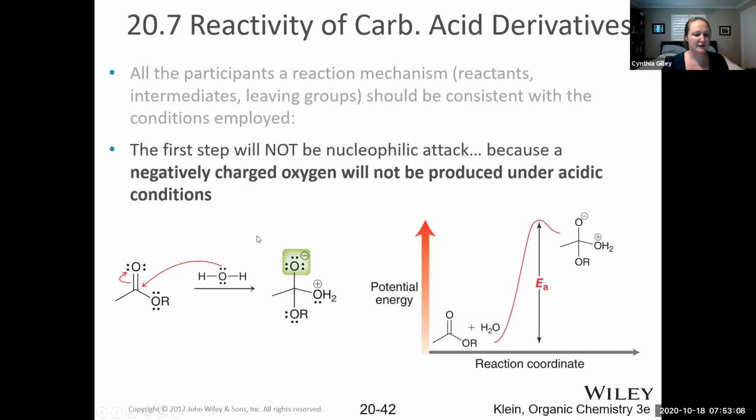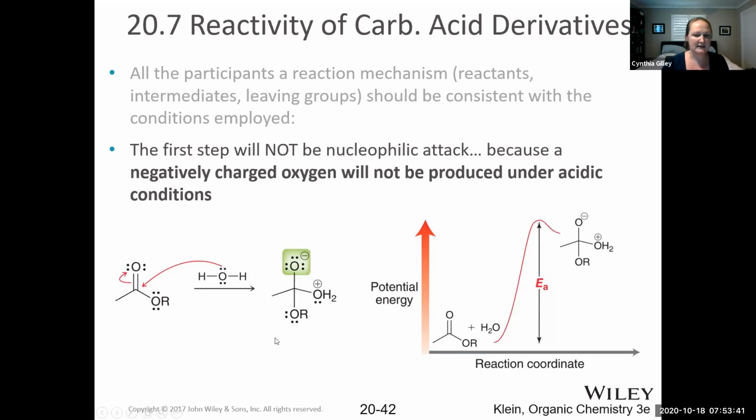Let's think about the first step. We might think that water, which is our nucleophile, will do a nucleophilic attack on the carbonyl of an ester. But this is not likely to be the case for multiple reasons. First of all, esters are pretty stable, right? They're not as stable as amides, but they're one of the more stable carboxylic acid derivatives. And water is also neutral and stable. So both of these are neutral, which means, again, no formal charge, and fairly stable.